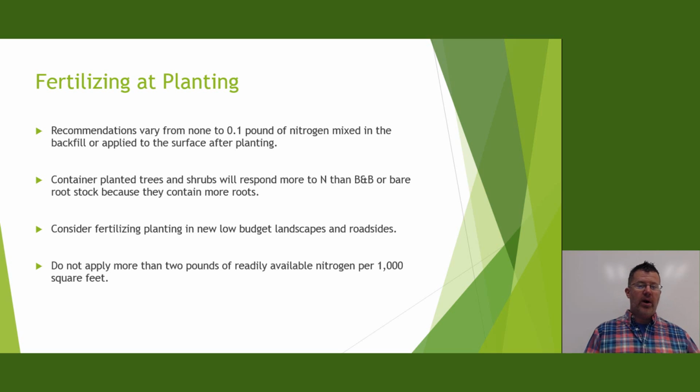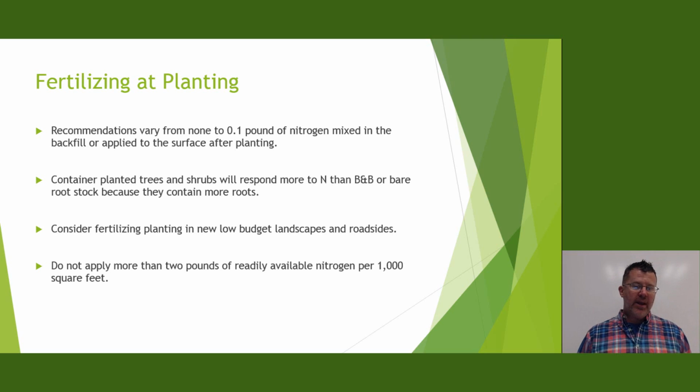Container planted trees and shrubs, they're going to respond to the nitrogen a lot quicker and faster than our B&B or our bare rootstock because they contain more roots. Well, bare rootstock has very few roots on it. They can actually mail those to you via one of the carriers through the mail system. They're not going to have as many roots. Well, balled and burlapped trees, they're going to be cut, so they're losing a lot of roots when they're spaded out of the ground. So really our container plants, they've got those roots that are just full in that container. They're going to respond to nitrogen a lot quicker.